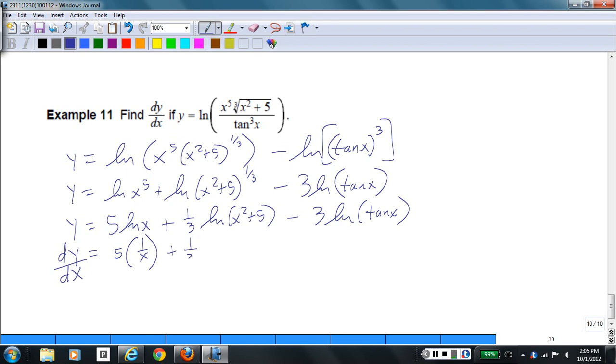It's 1/3 times derivative of natural log of an expression is 1 over that expression. Maybe I shouldn't make the division bar that long. 1 over that expression times the derivative of that expression minus 3 times derivative of the natural log of an expression is 1 over that expression, 1 over tangent x times the derivative of tangent x.